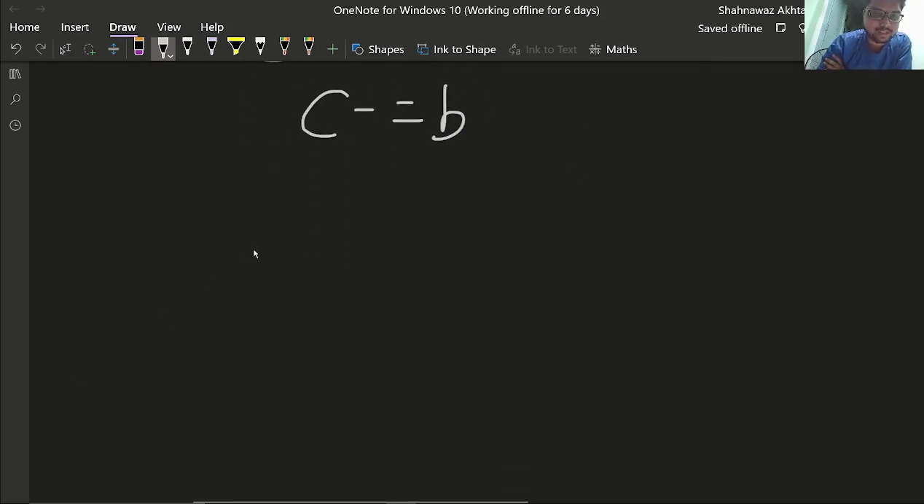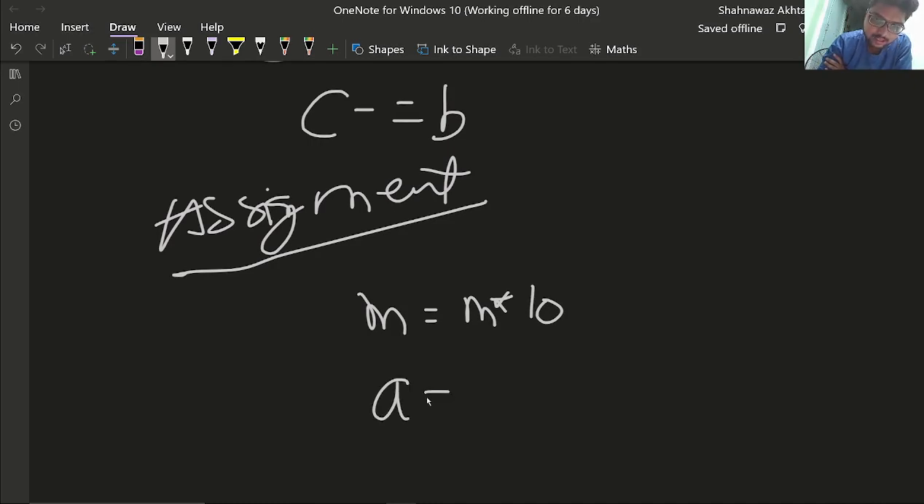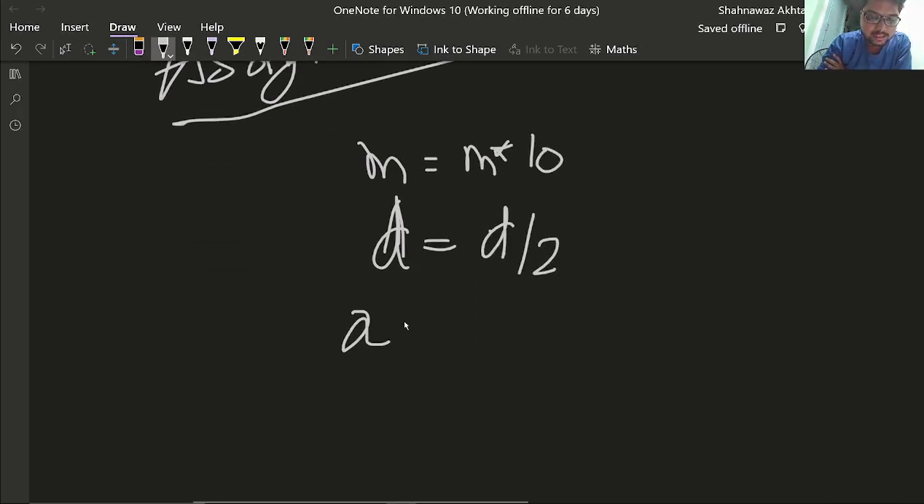So please perform the same. This is the second assignment. In the first assignment, I gave you 2 questions. In this assignment, I am giving you 3 questions. So write the shorthand expression for this: D equals D divided by 2, and also for x equals x modulo 2. Write the shorthand expressions for these. Okay. Now, I think you have understood this.